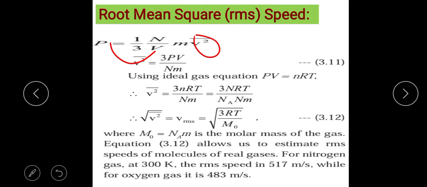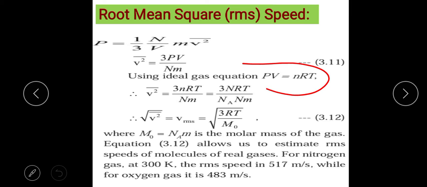We take V to this side and 3 to the other side: 3 PV divided by nm. Using the ideal gas equation, PV is equal to nRT. We found it in our first lecture. Therefore v square bar is equal to 3 nRT divided by nm. We write nRT instead of PV.